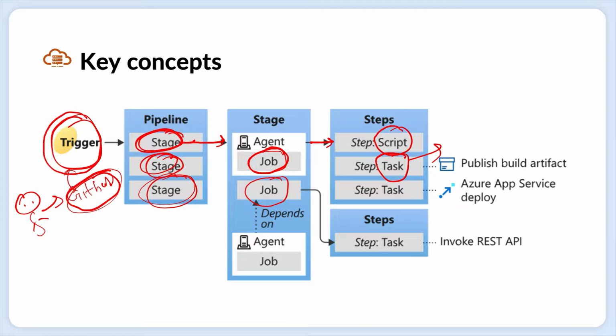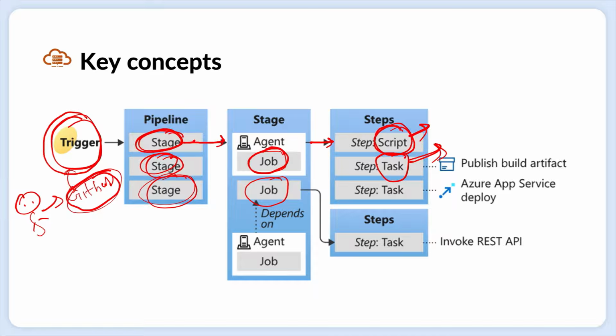So let's say if you want to install Node.js, Azure DevOps has an inbuilt task that we can use to install Node.js. We can also write our own script if you want to, let's say, connect with the virtual machine, or if you want to delete the storage. So we can write our own script as well.